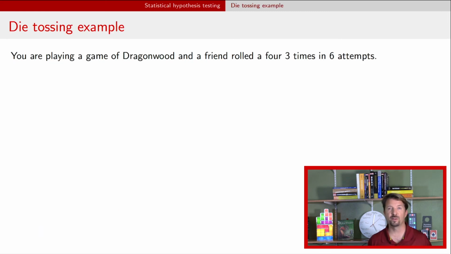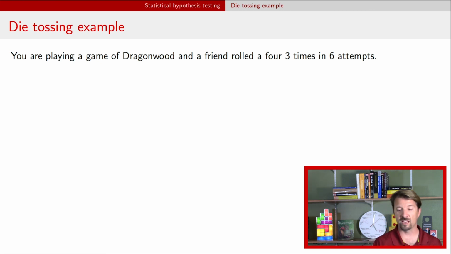All right, let's finish up here with a die tossing example. So we're playing a game of Dragonwood, right up here on the shelf. And in that game of Dragonwood, you're playing with a friend, or at least they were a friend. That friend rolls a 4 in their first 6 attempts, they roll a 4 3 times.